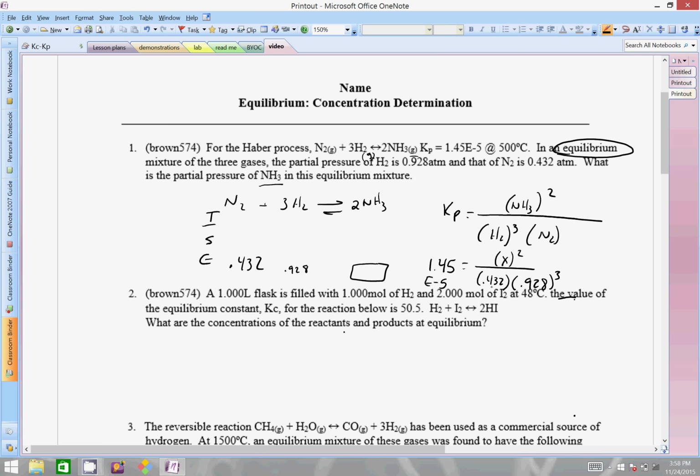At this point, literally just multiply out the bottom to multiply it up, and then take the square root to find the x value. So 1.45 e to the negative fifth times 0.432 times 0.928 cubed. This gives me 5.39 e to the negative sixth. I'll then square root that value to eliminate the square on the other side, and I get x equals 0.00232. That's in moles per liter, and that's the concentration of X that will balance at this K. That's the answer to the problem.